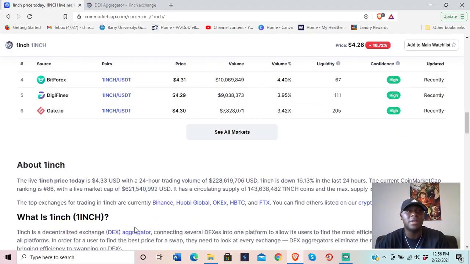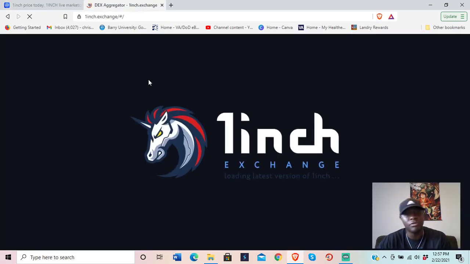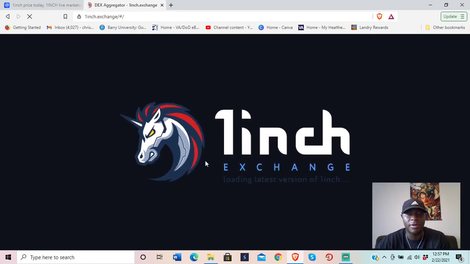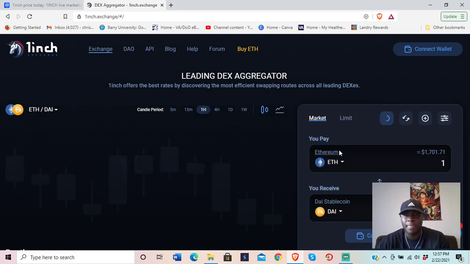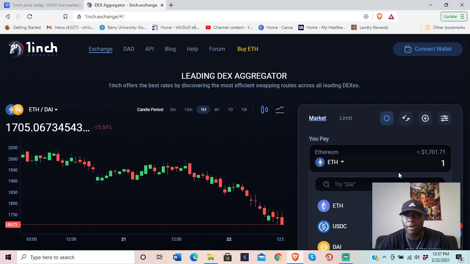So let's go ahead and take a look at its website. All right, 1inch Exchange loading the latest version of 1inch. Okay, so I was just on there, and I guess it just uploads the latest version of 1inch. So this is cool. I guess it has like a little thing here. Ethereum, the market, you pay, oh, is it only in Ethereum? Oh, okay, there we go.